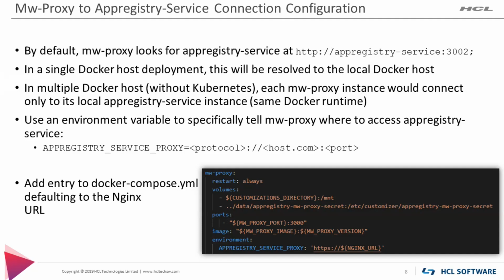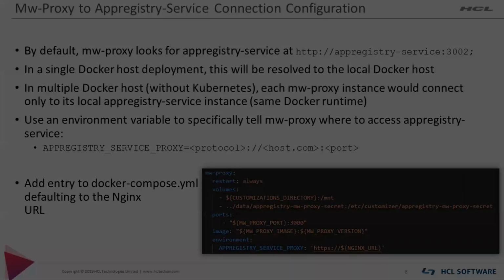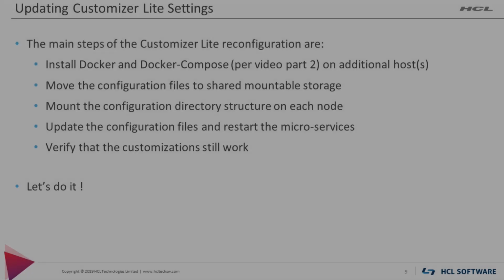The Appregistry_service_proxy variable takes the form of a URL and port if required. In the default case, this is constructed by referencing the same Nginx_URL environment variable as defined by the .env file.